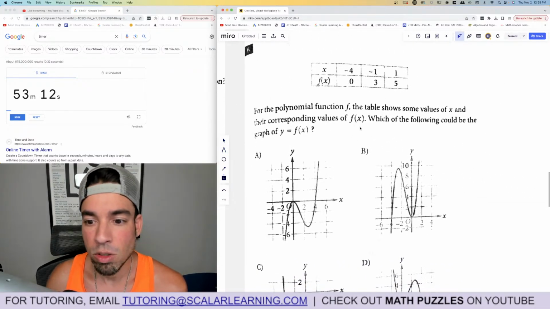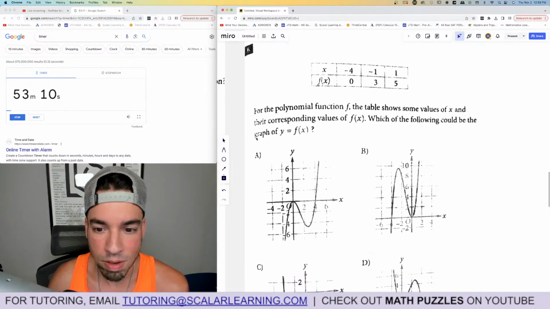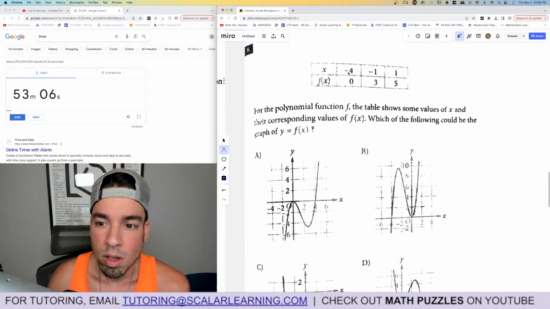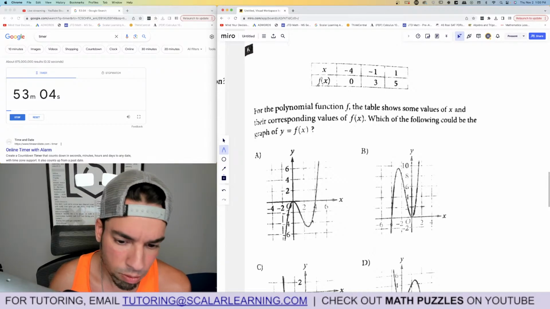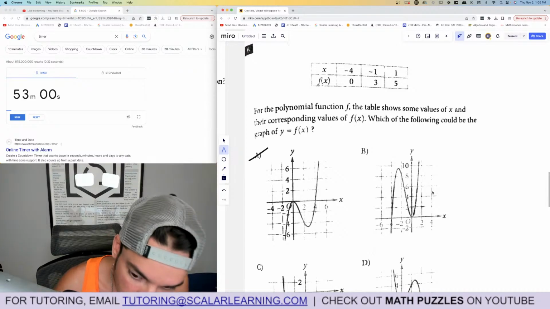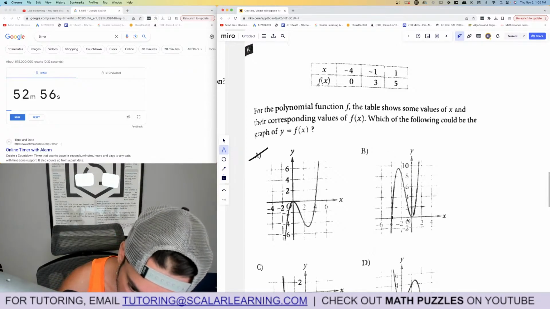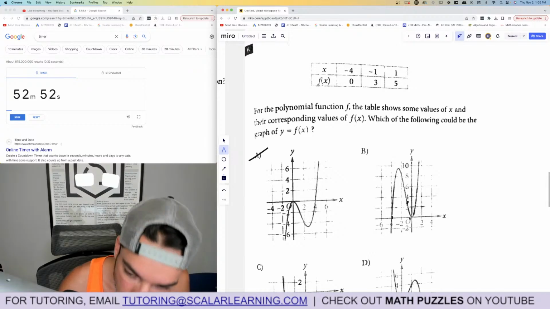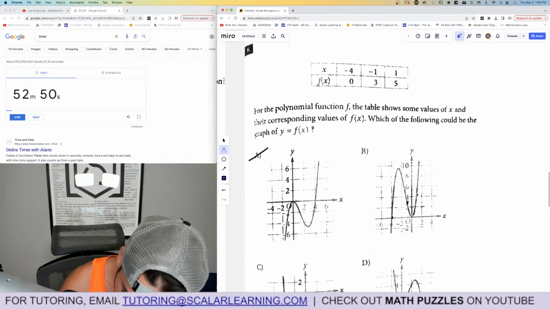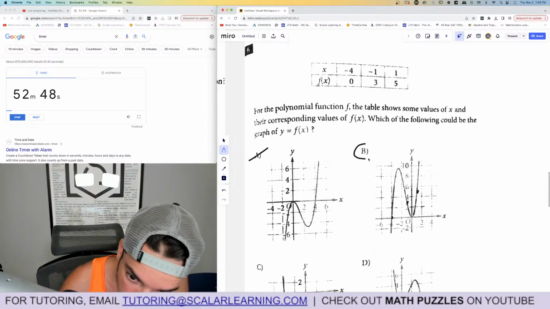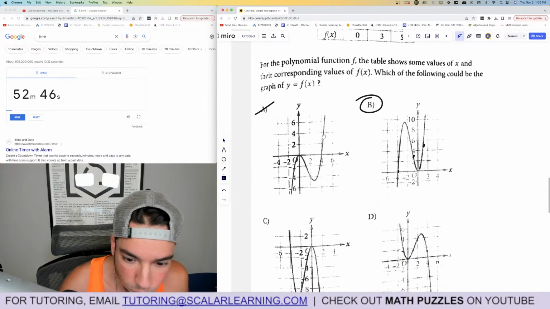Number 6. For the polynomial function f, the table shows some values of x and the corresponding values of f of x. Which of the following could be the graph? Okay, so we got -4, 0 first of all. It's definitely not A. I don't see anything up there. -4, 0 could be B. Then it says -1, 3. -1 could be that. And then 1, 5, 1. I think it's B, but let's keep going just because all 3 points match.